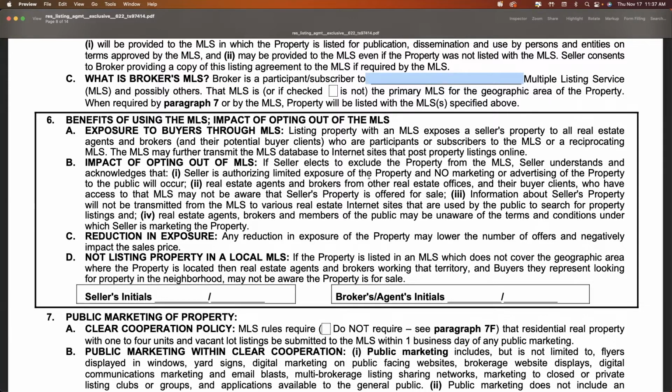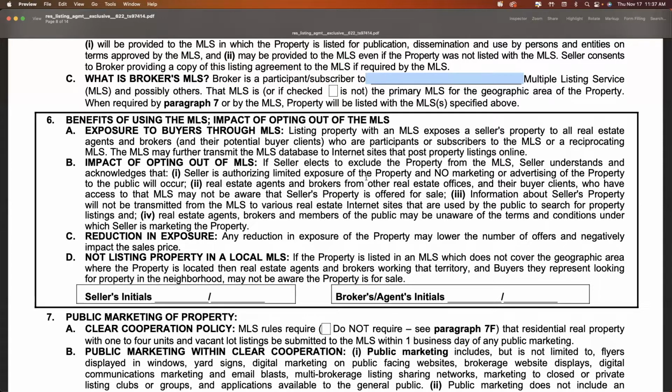Question in the chat: if the client doesn't want it posted on the MLS, what would we do to find a buyer if we weren't allowed to market or advertise it? Tough one. I don't know what you would do. It's really difficult. When they exclude it from the MLS, and we're going to talk about that clear cooperation process and properties and the policy and all that stuff right now next.